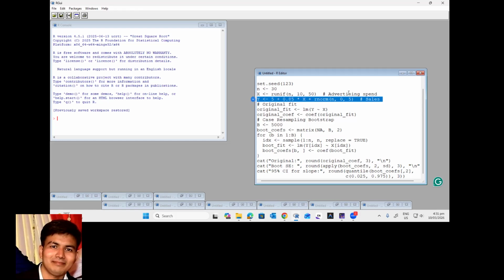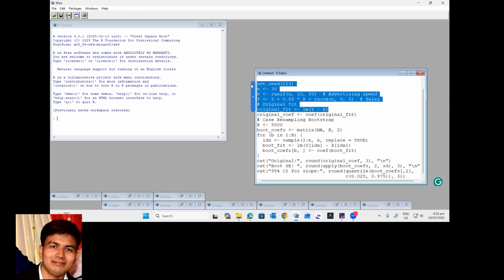Of the sales as a linear function of X plus the random error, and the true underlying model is, as I told you, Y equals 5 plus 0.85 times X plus the error term. So 5 is the intercept and 0.85 is the slope of X, and the rnorm adds independent normal errors with mean 0 and standard deviation 5, and we fit the regression model Y on X here.